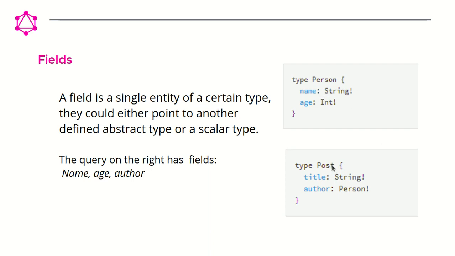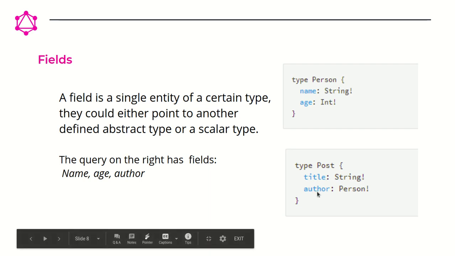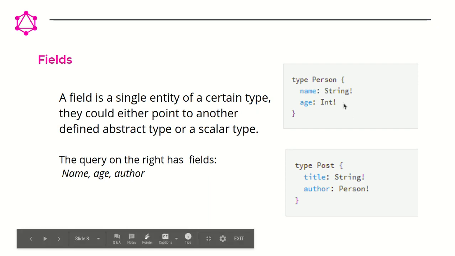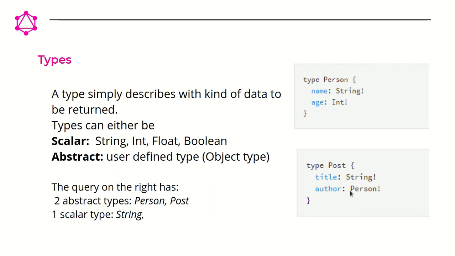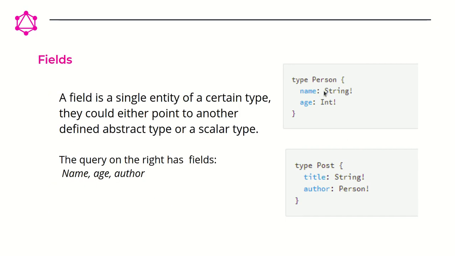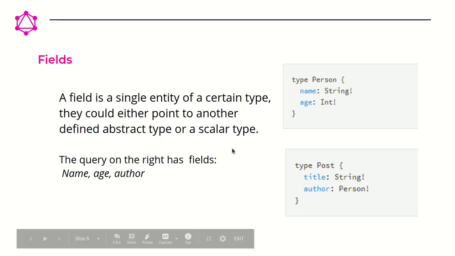The next type you see here is post. Post now, the first one, title, is of type string. And it has another field, author. Author is of type person. And you see, person is an abstract type or an object type. It's pointing to another type defined here, person. So when you're getting author, author is not a scalar type. Author is pointing to another type, which is person. So that's a field. When you see types inside another type definition, that's a field.